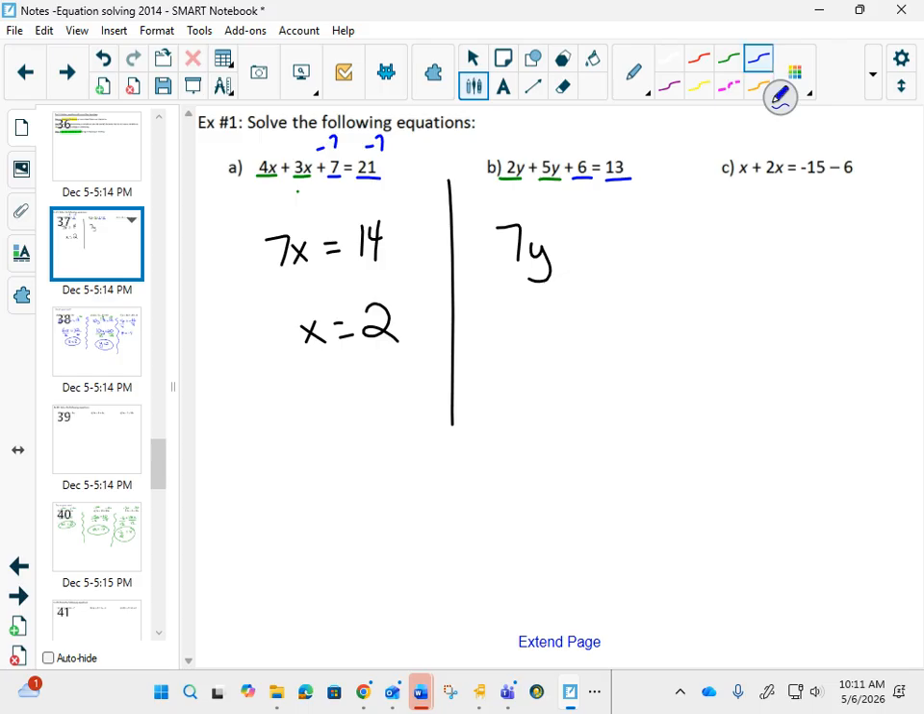I'm going to move the 6 over. What's the opposite of adding 6? Minus 6. Minusing 6 on both sides. That gives me that 7y has to equal 7. What's the opposite of multiplying by 7? Dividing by 7. So it's just 1. So y is equal to 1.